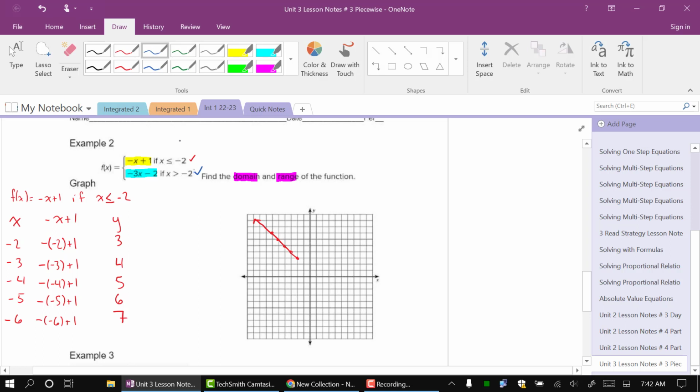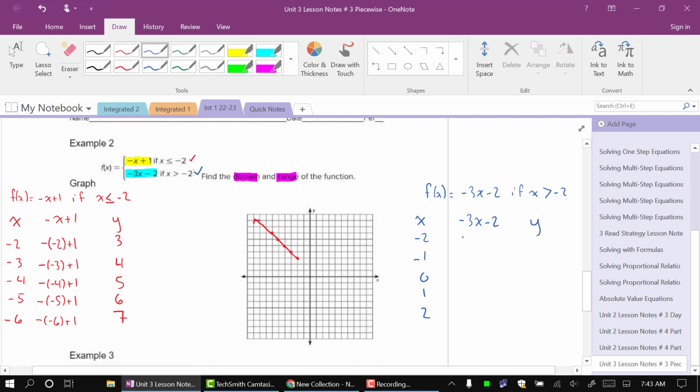Let's take a look at the next one. So we want to graph when f of x equals negative 3x minus 2, and that's if x is greater than negative 2. So we have our x values. That's going to be negative 2, negative 1, 0, 1, and 2. And then we have what we're putting that into, negative 3x minus 2. And then we get y values out of that.